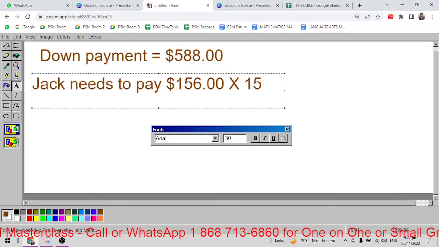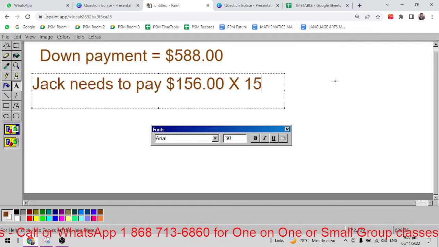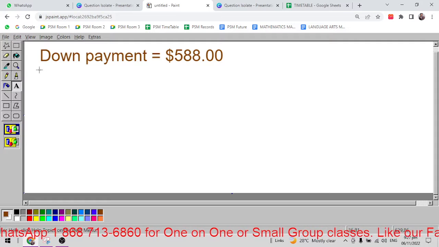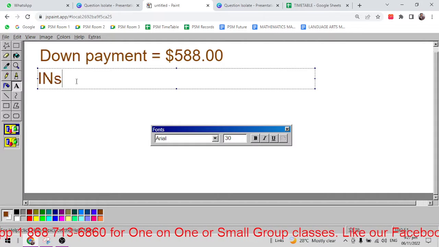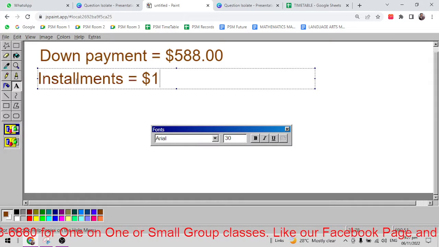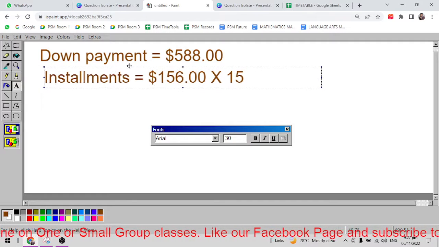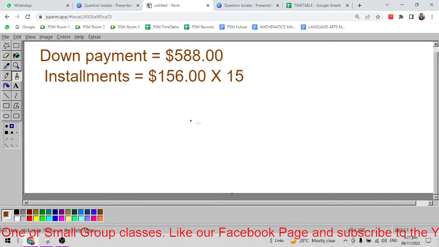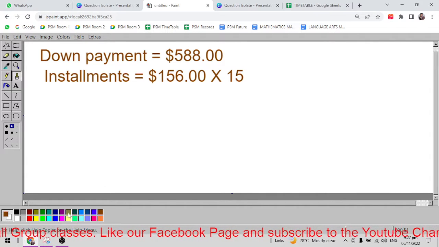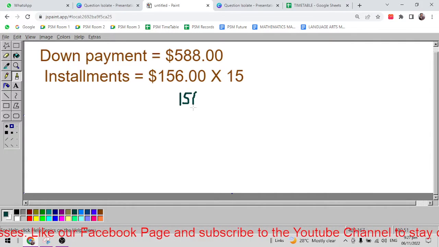So that's going to be 15 by 156 plus 588. You will see that. So Jack needs to pay $156 by 15 for the installments. So I'll write it up here again. Installments is equal to 156 multiplied by 15. Let's do that here one time. We're going a different color here. Different idea, different color. 156 by 15.